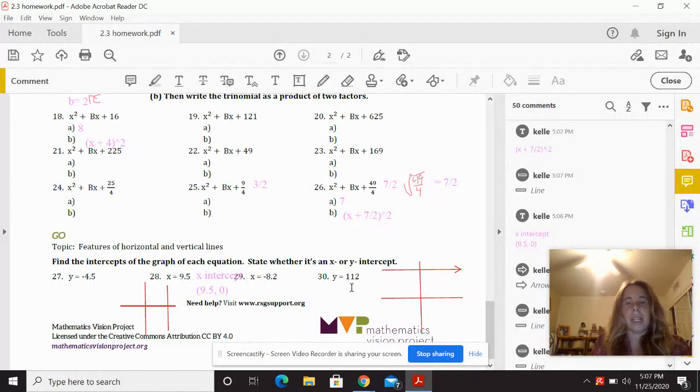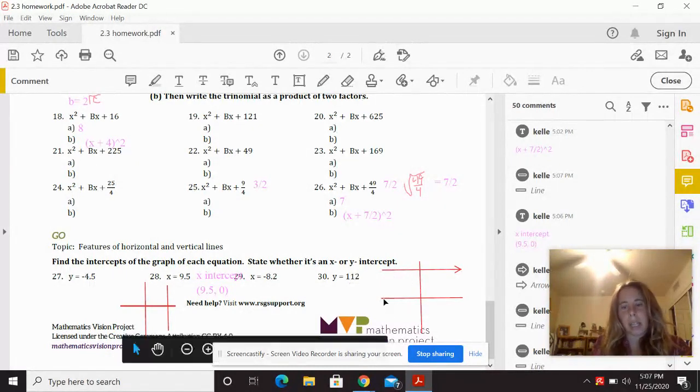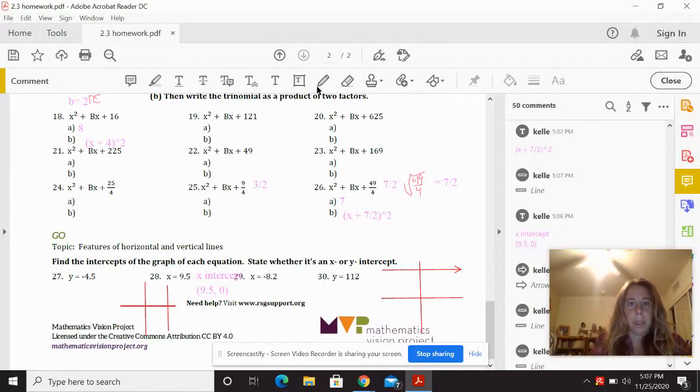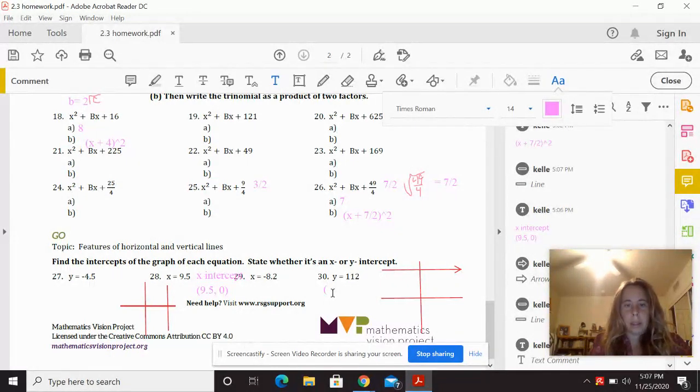So then is that an x-intercept or y-intercept? Does it intercept the x-axis? Intersect means go through, right? Or does it go through the y-axis? It goes through the y-axis, right there at 112. So x equals 0, y equals 112. All right, so that's how you do those type problems.